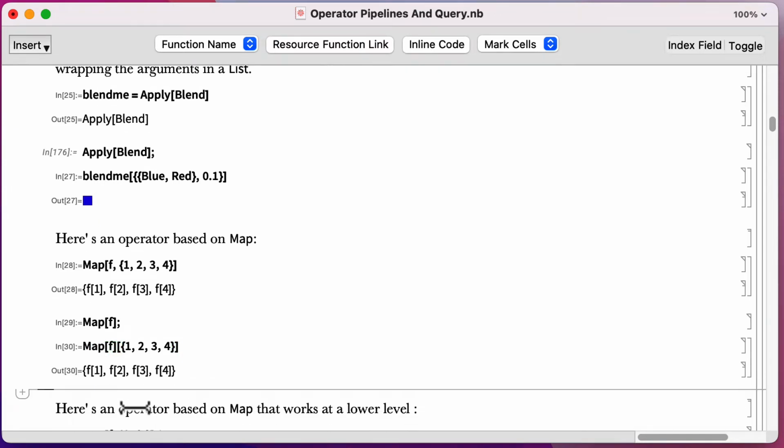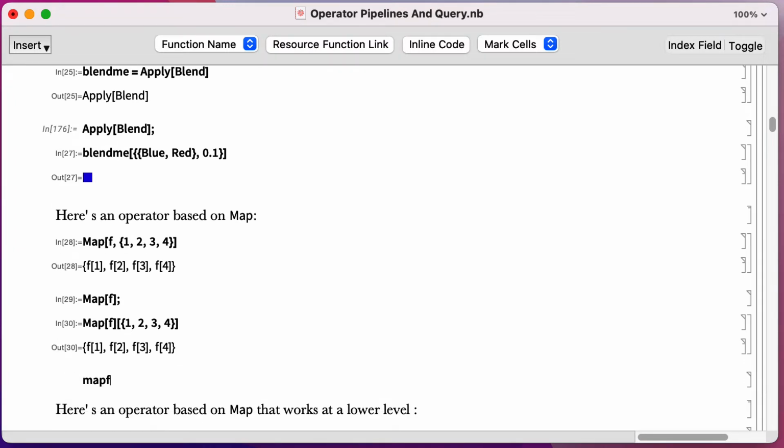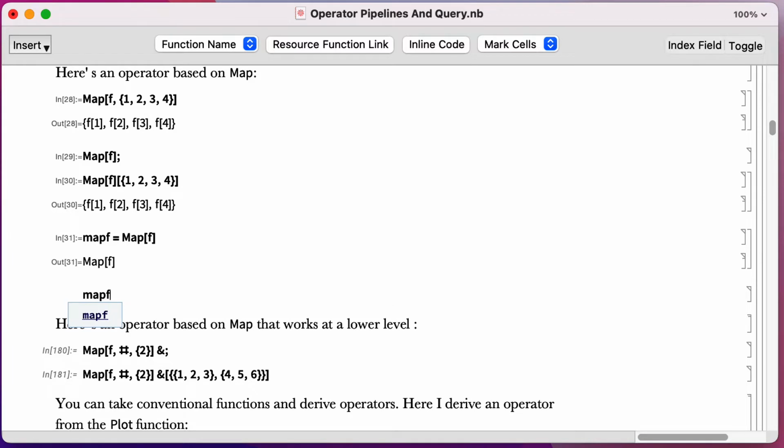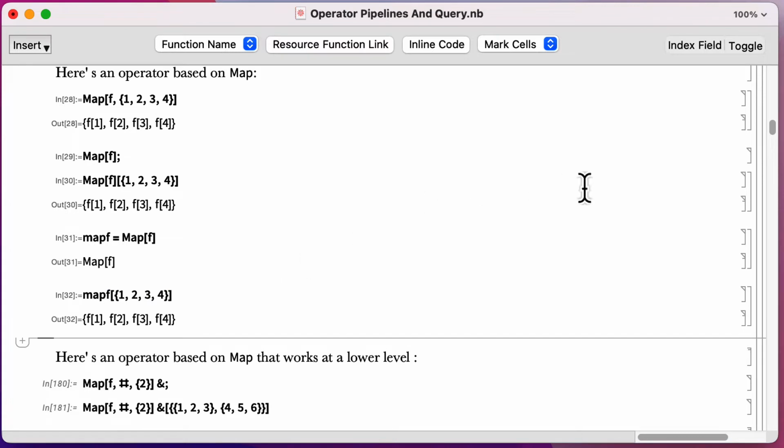And again, I could name map of f. I could call it mapf. And I could say, what is mapf? Mapf is map of f. And then I could say, what is mapf of 1, 2, 3, 4? And it would work splendidly. So that's using map, an operator form of map.